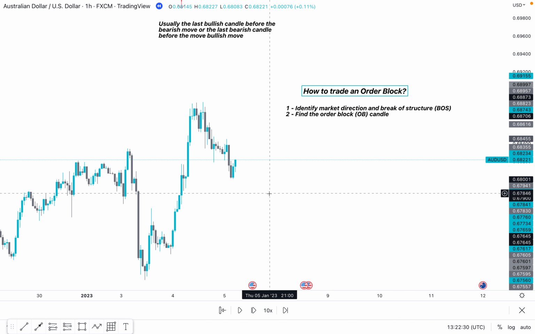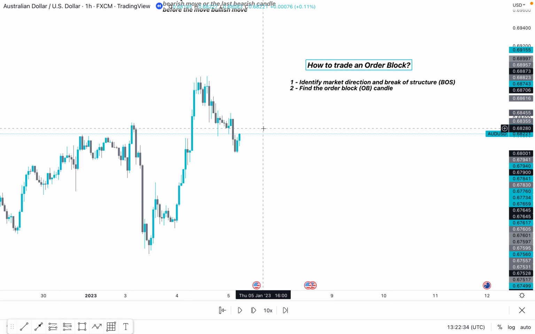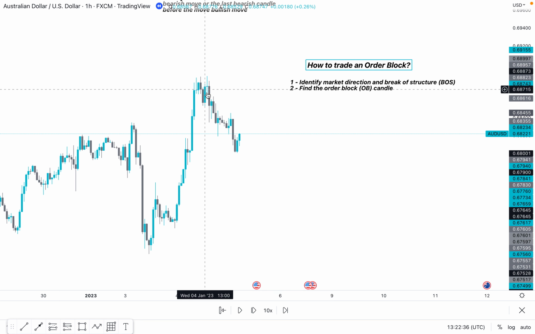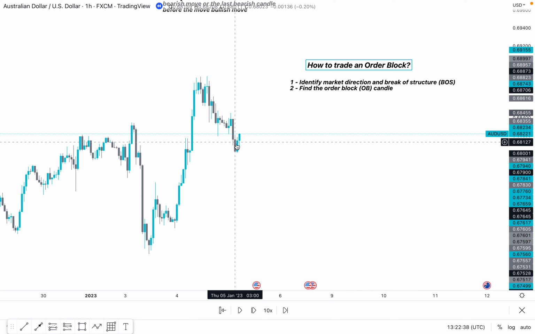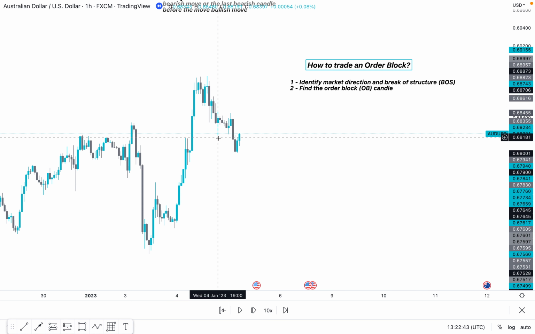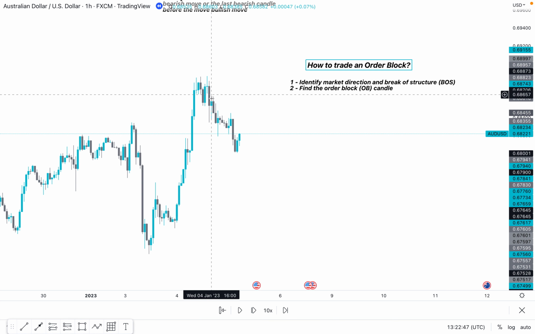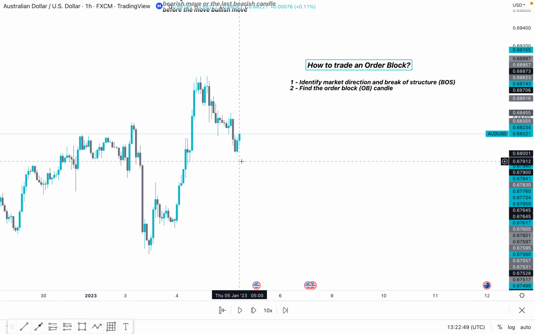So number one, we need to look at the market direction and find a break of structure. So as we can see here, the market direction is downwards, it's bearish, and we know this because we have a high, we have a low, we have a lower high, we have a lower low, we have a lower high, and then we have another lower low. So this shows us that the market is moving step by step down.